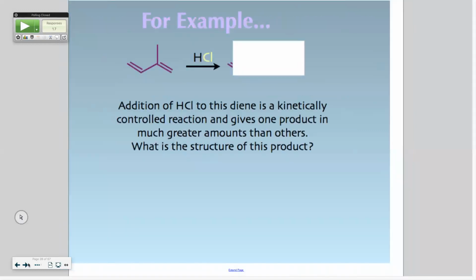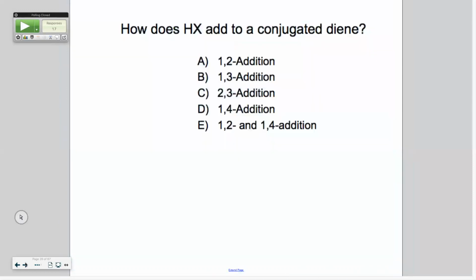Did you have to fill that in? Yeah, not very much. Okay.